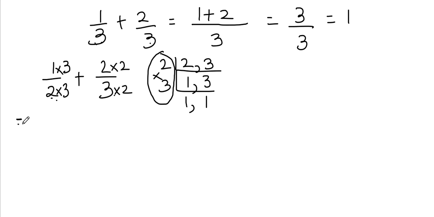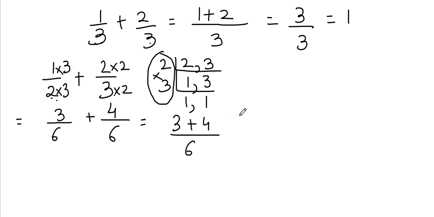So what is 1 3s are? 3 upon 6 plus 4 upon 6. So now we have made the denominator same. So we'll move ahead with the same concept which we did in the previous sum. So 3 plus 4 and the common denominator is 6. So 3 plus 4 is 7 upon 6. So this is one method when the denominator is different while adding or subtraction.